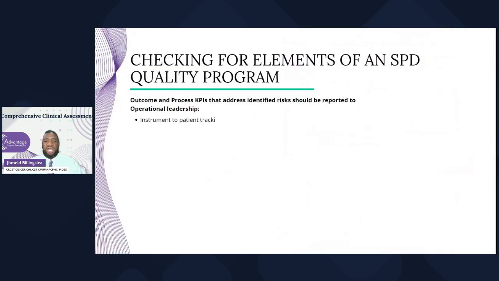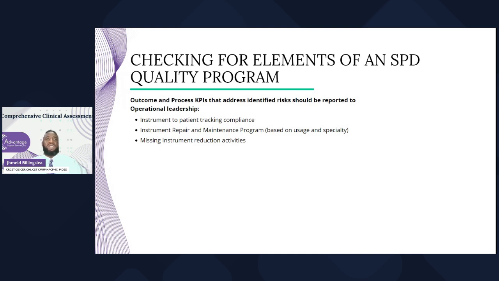And so here are the elements of an SPD quality program. How compliant are we with instrument tracking to the patients? Our instrument repair program, is it based on usage and specialty? If you are sending your general trays out at the same rate that you're sending your cardiac trays, something is wrong. Don't let the vendor manage your instrument repair program. You should manage your instrument repair program, unless the vendor is going to start going up there and getting yelled at when the cardiac surgeon thinks their instruments are not of high enough quality.